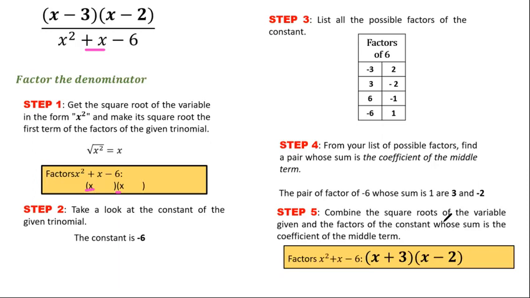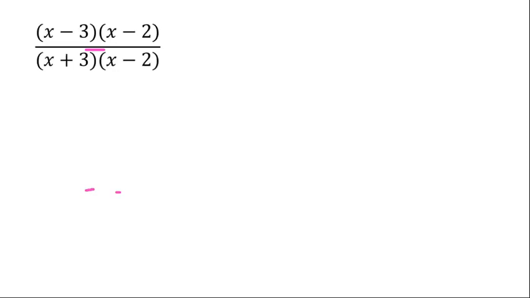We have x plus 3 and then x minus 2. Now, after that, i-substitute na natin siya sa denominator ngayon and i-cancel out na natin yung common factors ng dalawa, which is, as you can observe, yung ating dalawang x minus 2. And since wala nang pwedeng ma-cancel out and factored out na rin yung ating given algebraic rational expression, and so therefore, our final answer is x minus 3 over x plus 3.